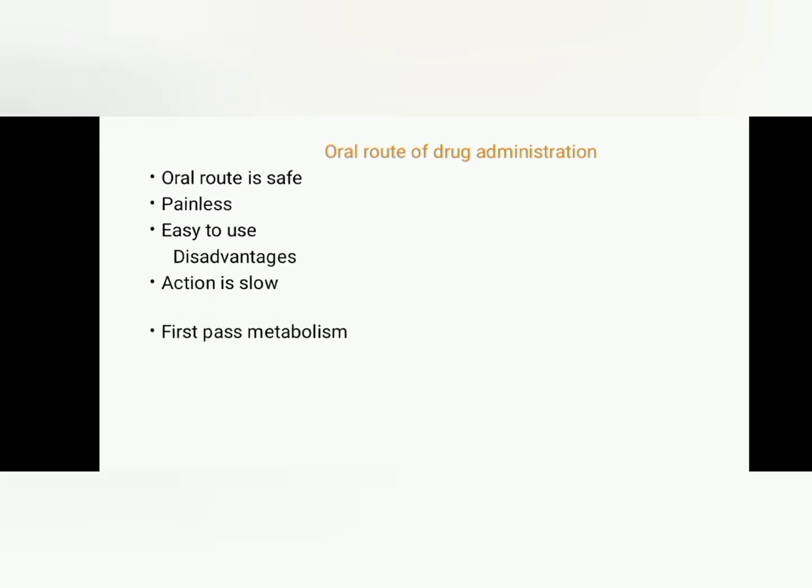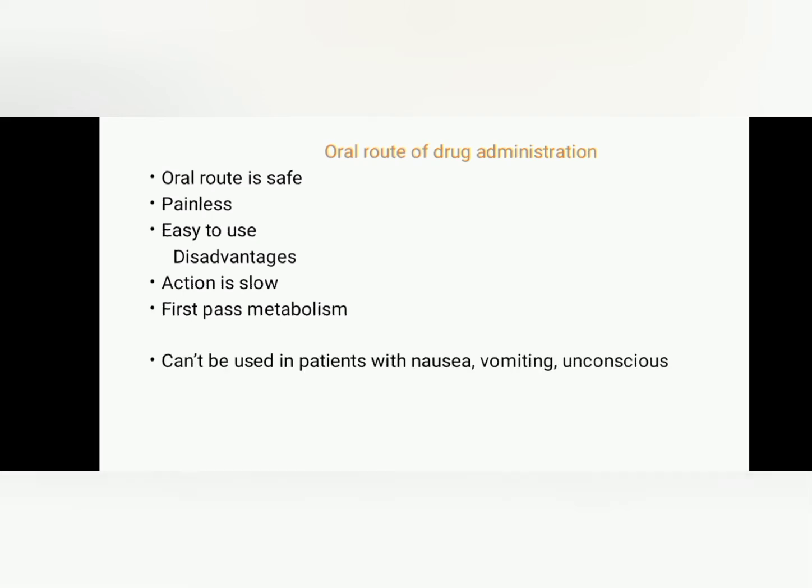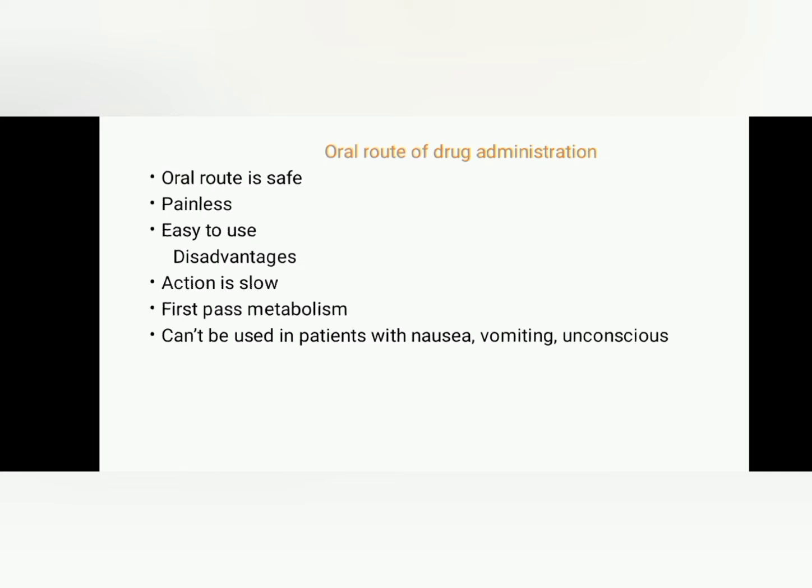Oral route of drug administration. Advantages: it is safe, painless, easy to use. Disadvantages: action is slow, and first pass metabolism is present. It means that when the drug is taken orally, it passes through the GIT and in the intestine it is absorbed into the hepatic circulation. Then it travels to the liver and there its first metabolism takes place, and this is called first pass metabolism. This route of drug administration can't be used in patients with nausea, vomiting, and those who are unconscious.